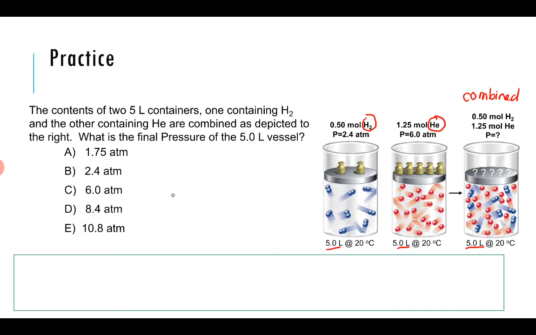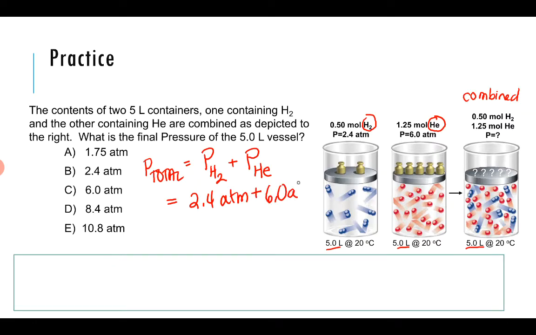Okay, now that you've unpaused the video and you have an answer, let's figure out what it is. So our total pressure will be equal to our pressure due to hydrogen gas plus our pressure due to helium gas. And so our total pressure is equal to 2.4 atmospheres plus 6.0 atmospheres for a grand total of 8.4 atmospheres.